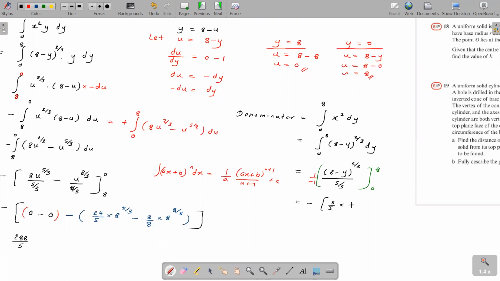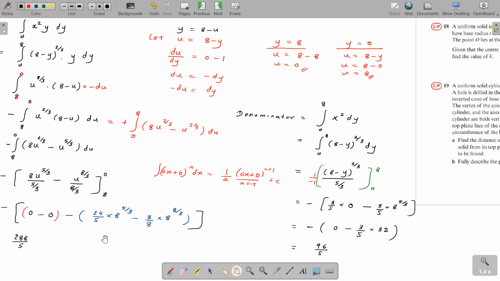So first one, 8 minus 8 is 0. Minus the next one is again 3 over 5 times, replacing y with 0. That's going to be 8 minus 0 to the power 5 over 3. So how much is that, guys? 8 is 2 to the power 3. So how much is it? 2 to the power 5, that's 32, right? Get the answer. Right, guys? So this is going to be 96 over 5, right?